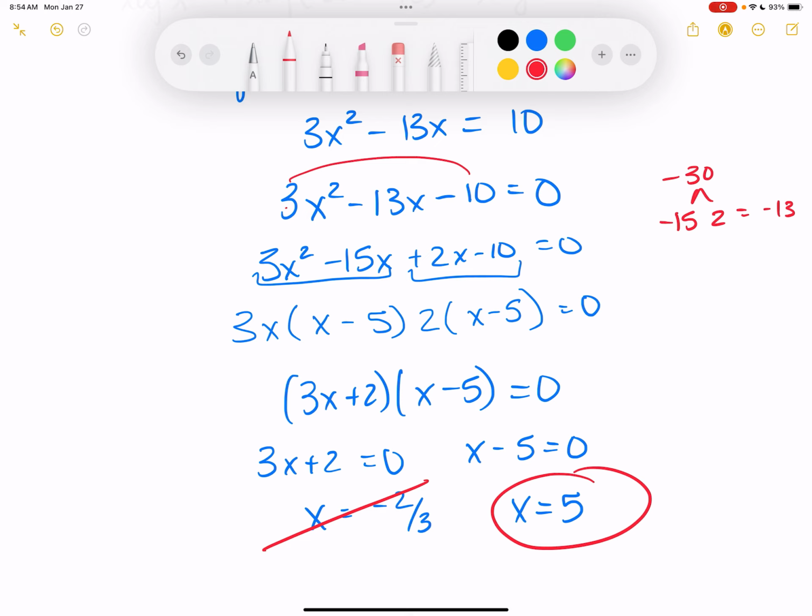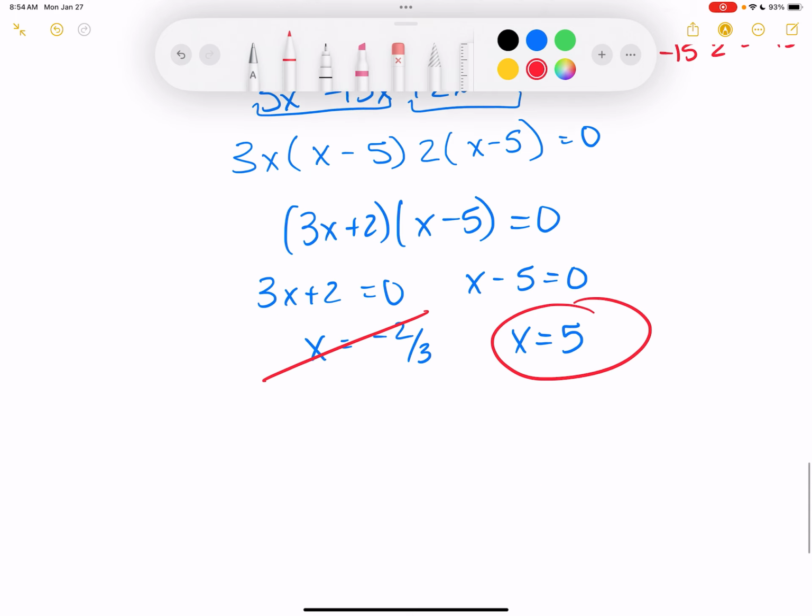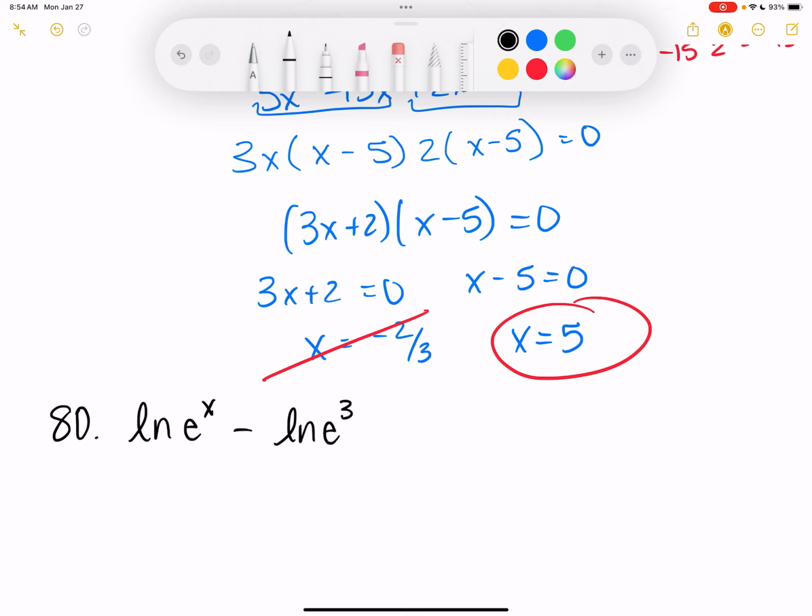All right. One last problem. It's kind of like this one, but a little bit different. Number 80, and then we will be done. This one's a little faster. ln of e to the x minus the ln of e cubed equals the ln of e cubed.